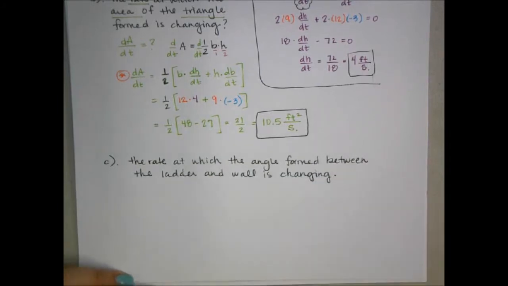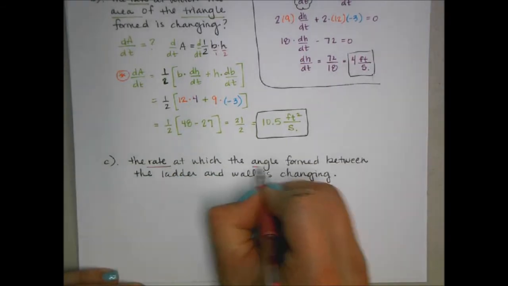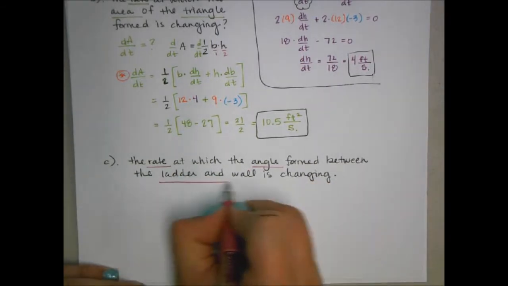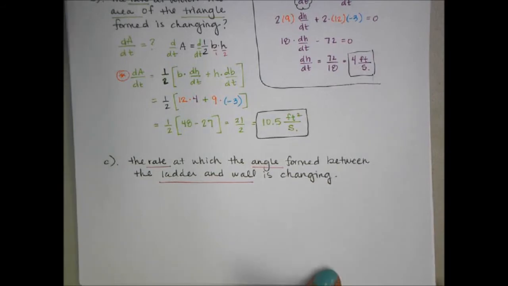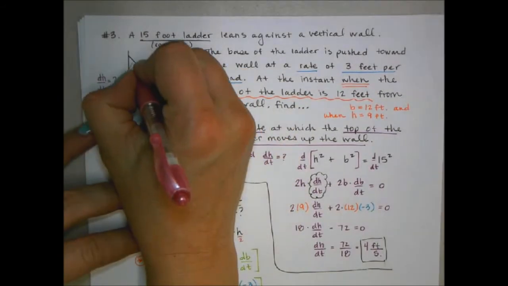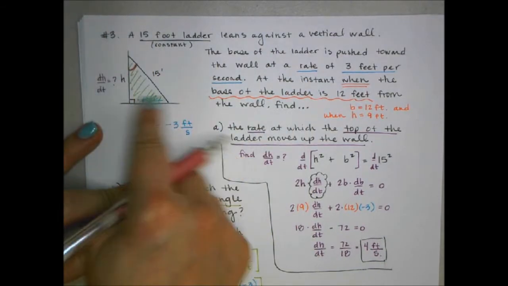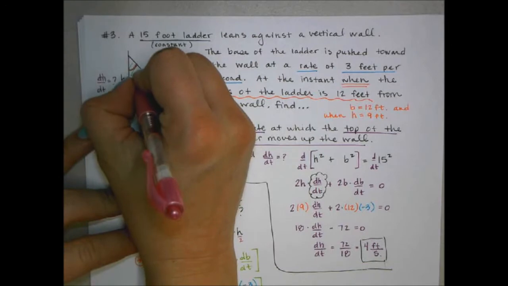Okay, so a new rate of change that we're looking at here: the rate of change of the angle between the ladder and the wall. If I go back up to my drawing, this angle is up here at the top. This is the ladder, this is the wall, this would be the ground. So this is theta here, our angle.